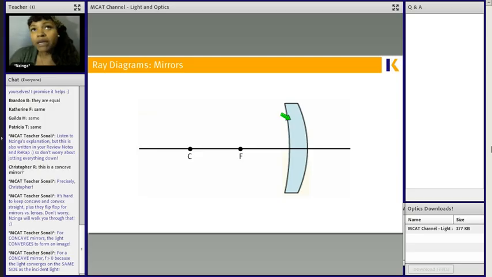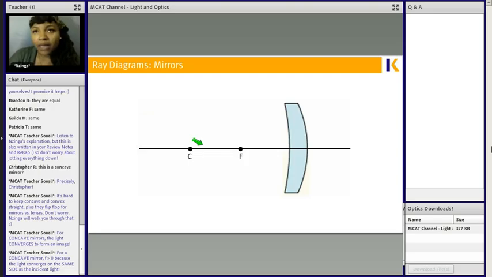So whenever it comes to placing an object either directly on top of the focal point, in front of the focal point, so we consider it in front of the focal point as it relates to the mirror, or behind the focal point, we want to know what's going to happen to those rays of light. Where are they actually going to converge?